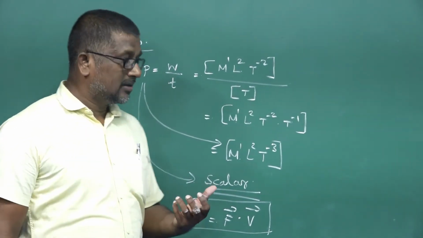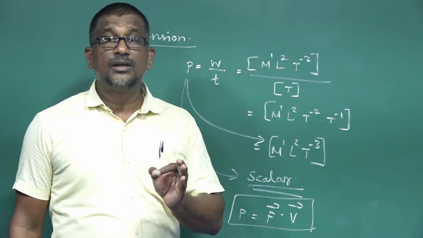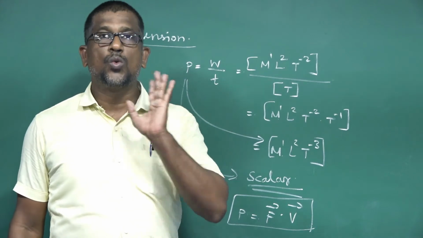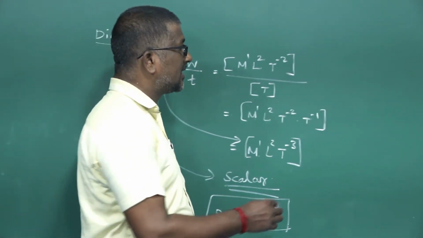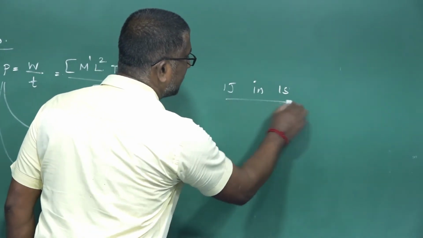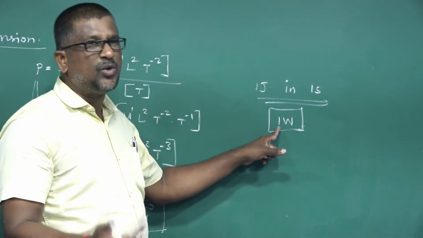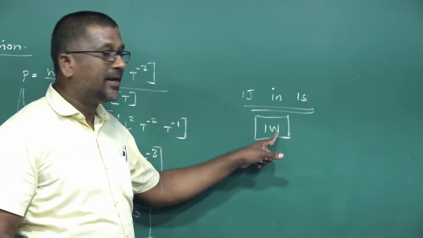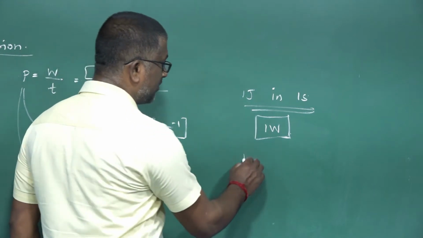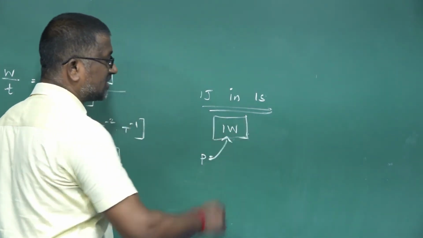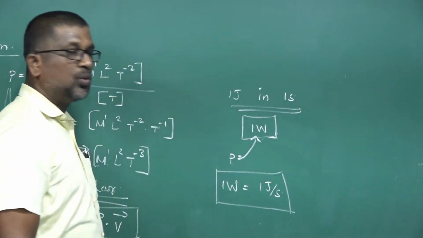When is the power of a person said to be 1 watt? Simple. If a person does 1 joule of work in 1 second, then the power of the person is said to be 1 watt. So power is said to be 1 watt when 1 joule of work is done in 1 second. So 1 watt is equal to 1 joule per second.